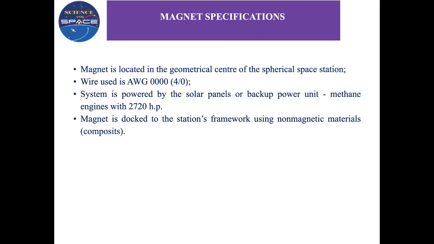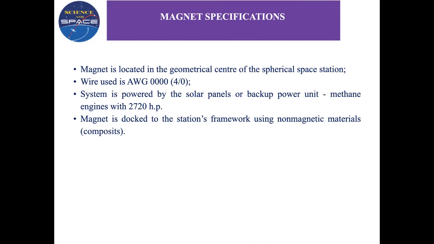And here are some of the specifications of the magnet design. It is done using copper wire and is powered completely with stationary sources. To secure uniformity of the magnetic field, non-magnetic materials must be used to dock it safely inside the station to connect it to the station's construction.